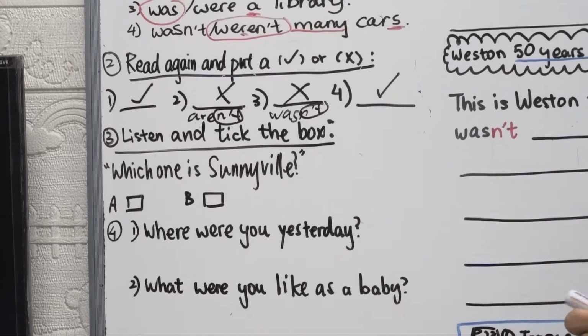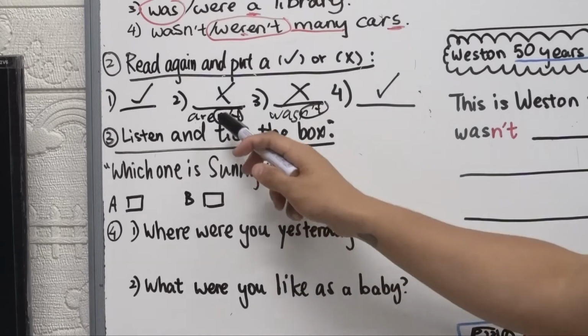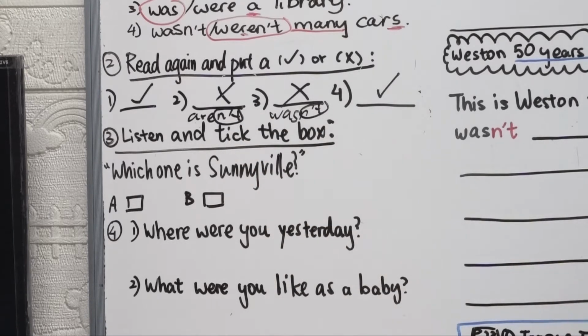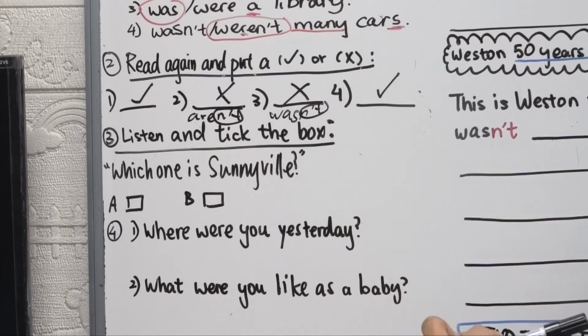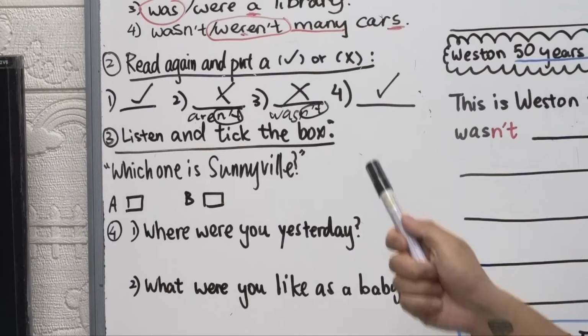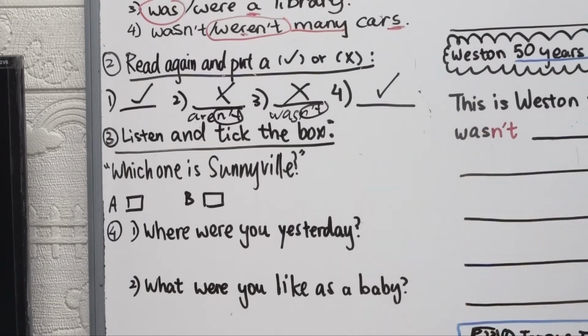Very good. So please check your answers. For question number 2, it should be a cross, right? There are many cars in Small Town Now. Question number 3, it should be a cross. There was a butcher's in Small Town 50 years ago. And question number 4 should be a tick, right? There is a library in Small Town 50 years ago. Sorry, there was a library.